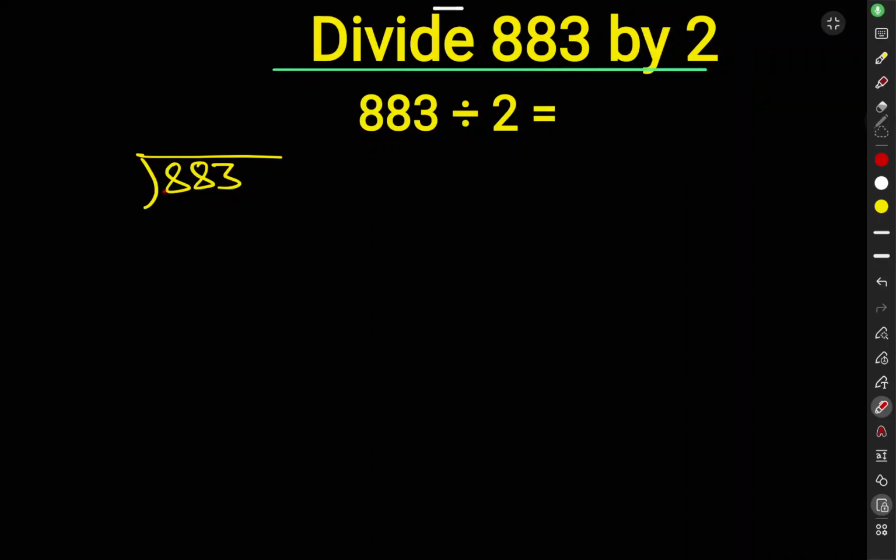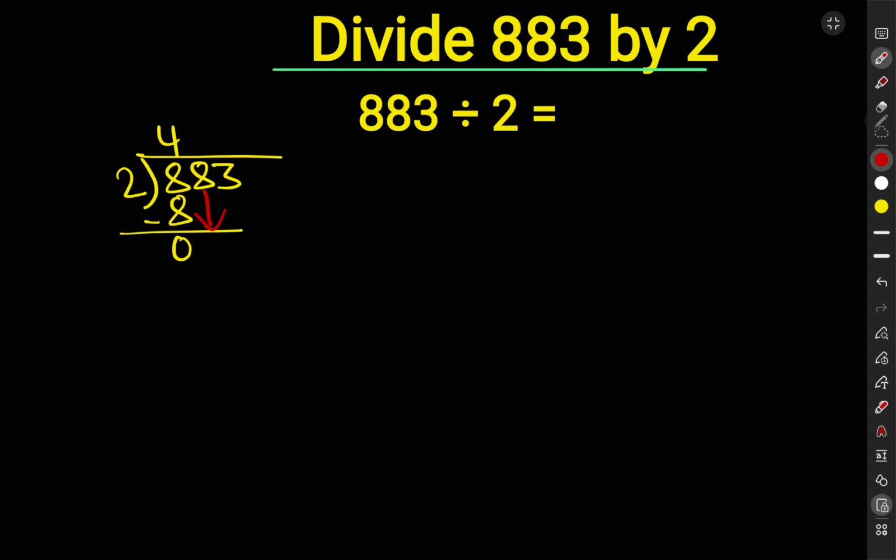We divide 883 by 2 in long division method. So 2 times 4 is 8. On subtracting we get 0.